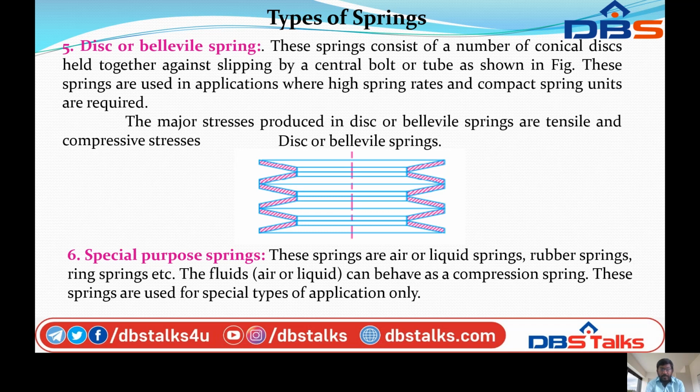The next type of spring is the special purpose spring. The springs are air or liquid springs, rubber springs, ring springs, etc. The fluids, oil or liquid, can behave as compression springs. These springs are used for special types of applications only.